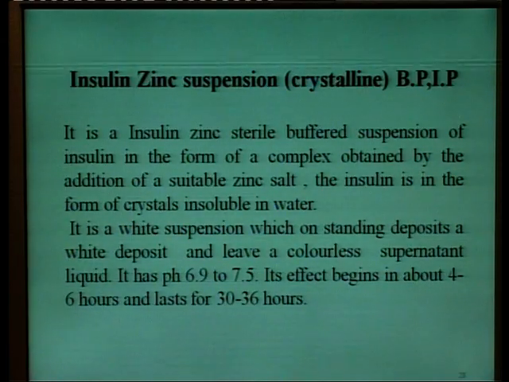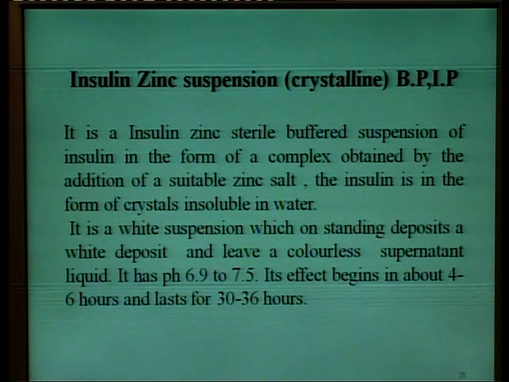Coming to insulin zinc suspension, this is crystalline. It is a sterile buffered suspension of insulin in the form of a complex obtained by the addition of a suitable zinc salt. The insulin is in the form of crystals, insoluble in water. It is a white suspension which on standing deposits a white deposit and leaves a colorless supernatant liquid. pH same, 6.9 to 7.5. Begins in about 4 to 6 hours, lasts for 30 to 36 hours.